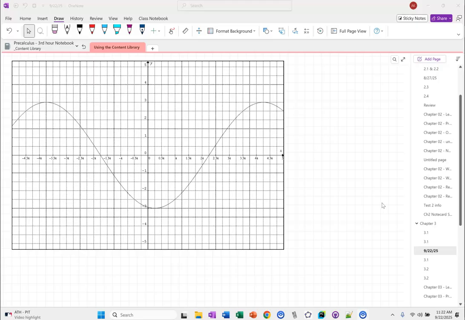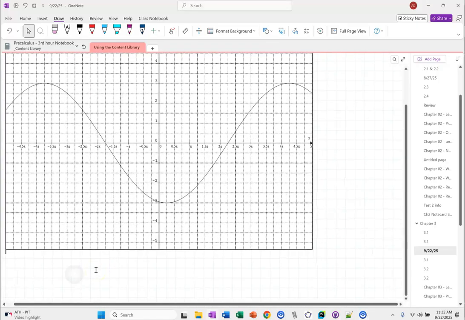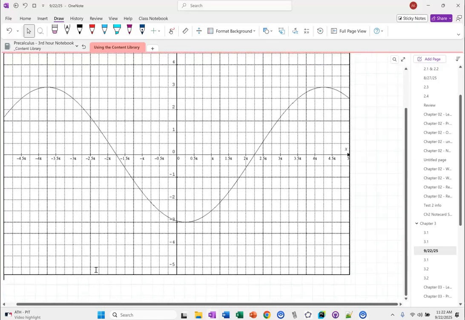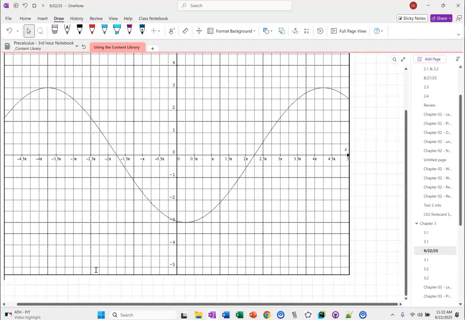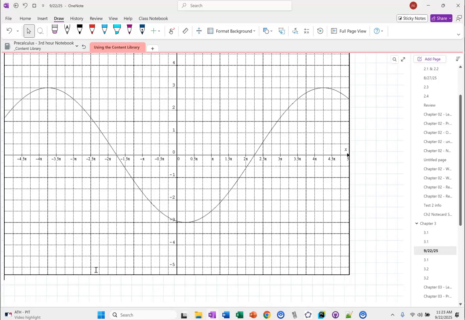But I'd like us to try and write the sine and cosine equations for this graph. This is what we left off with last time. So let's take a few minutes here at the start and do a refresher on what we did last time.